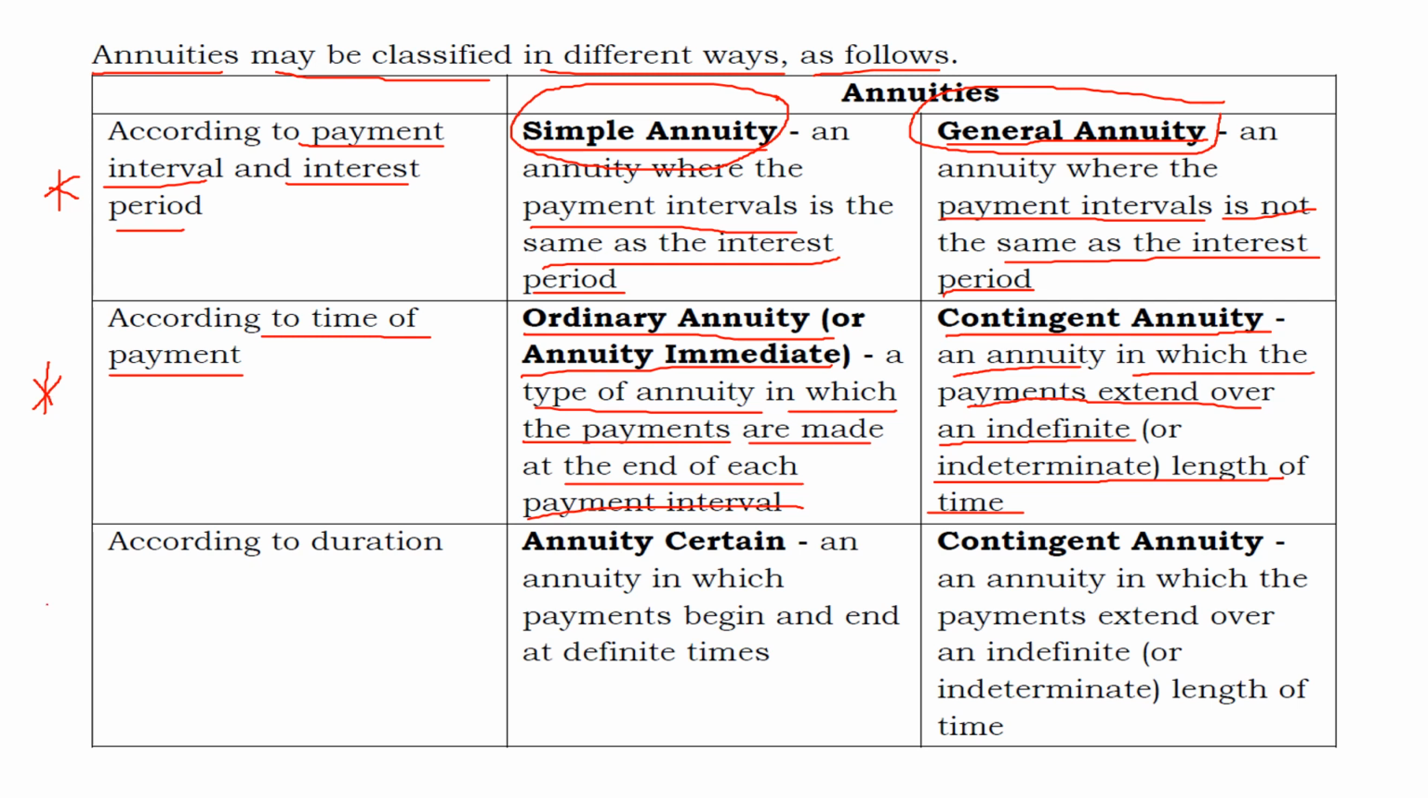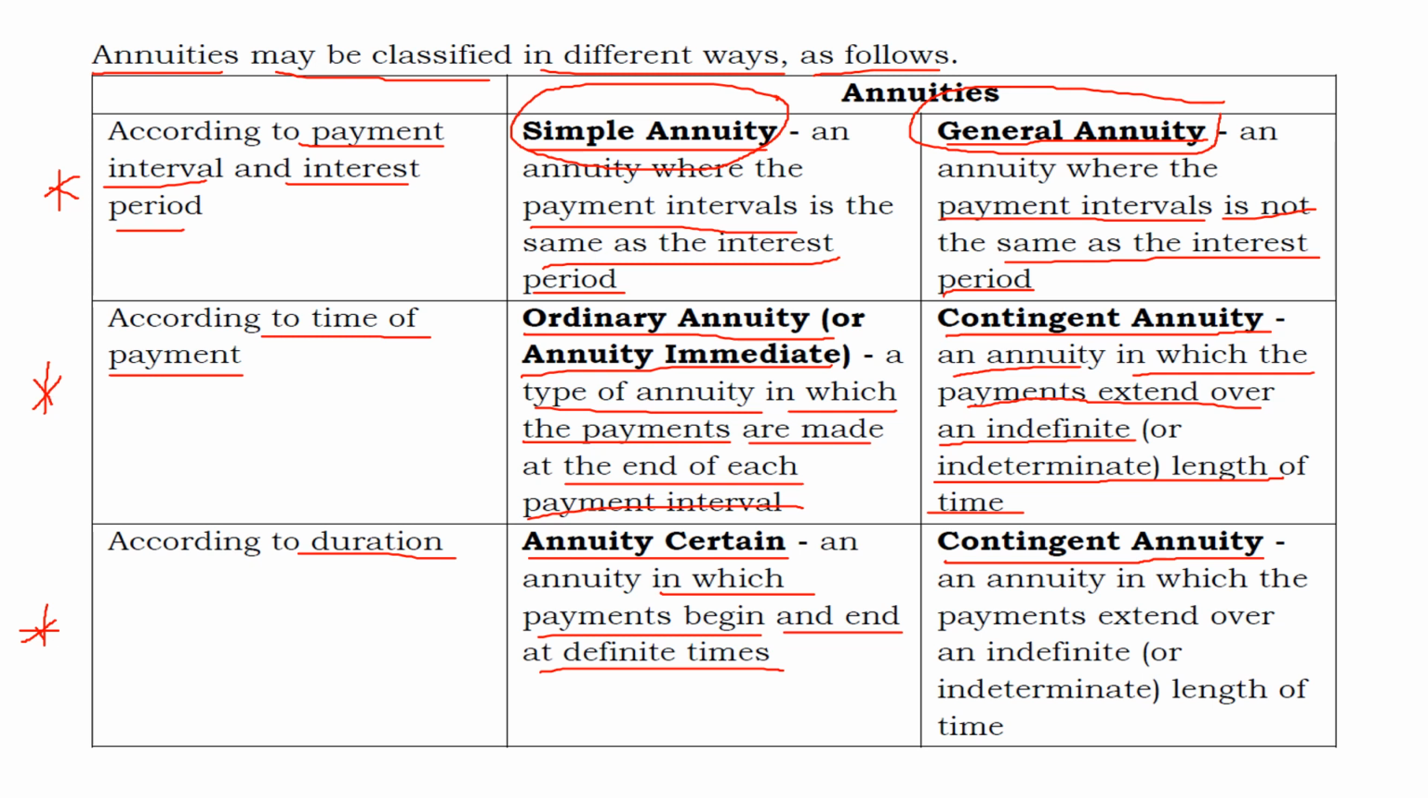Now, let's classify an annuity according to duration. So under this one is your annuity certain and contingent annuity also. Your annuity certain, an annuity in which payments begin and end at definite times. So meaning to say there is a specific or fixed payment interval, or the payment interval is defined.